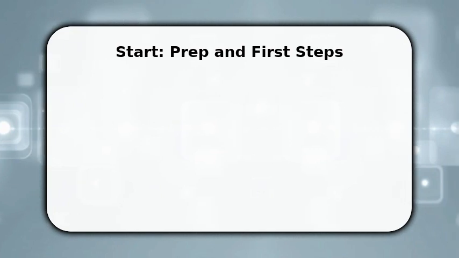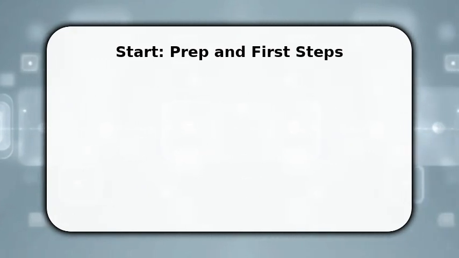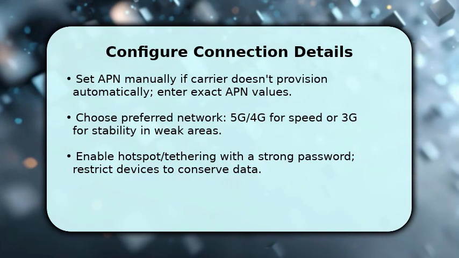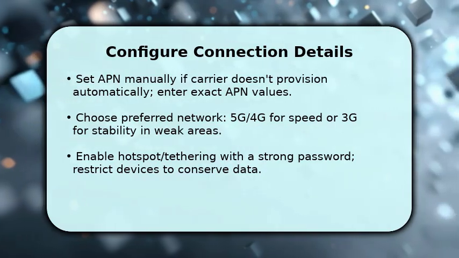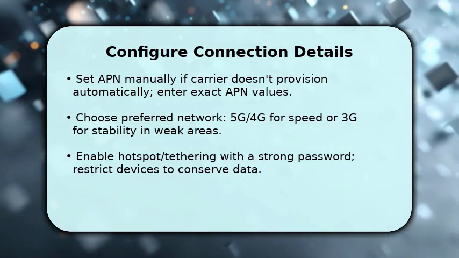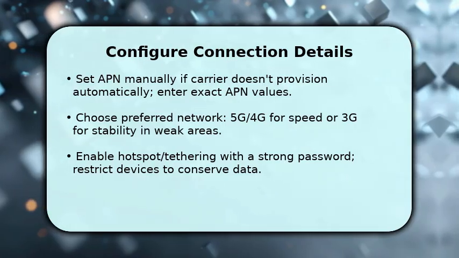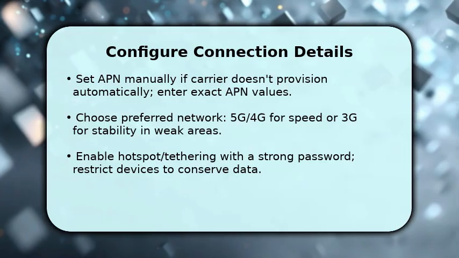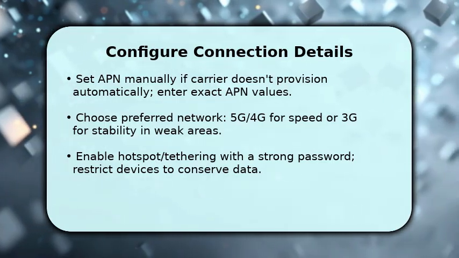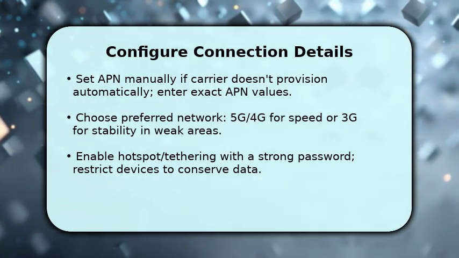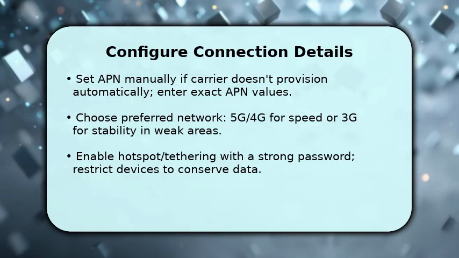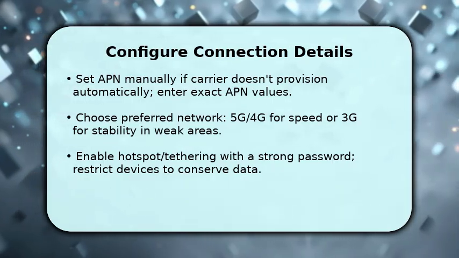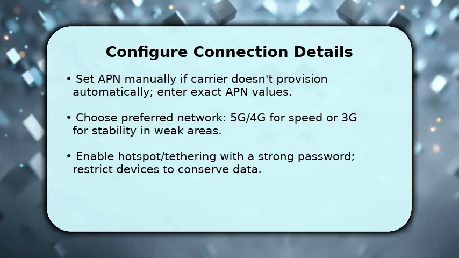You now handle the middle steps that determine reliability and speed. If your carrier didn't auto-configure, enter the APN exactly as provided. Wrong characters block data. Then pick the preferred network mode, 5G or 4G for performance, 3G for longer battery life in low-signal spots, and lock it if needed. If you plan to tether, enable personal hotspot, set a robust password, and limit connected devices.